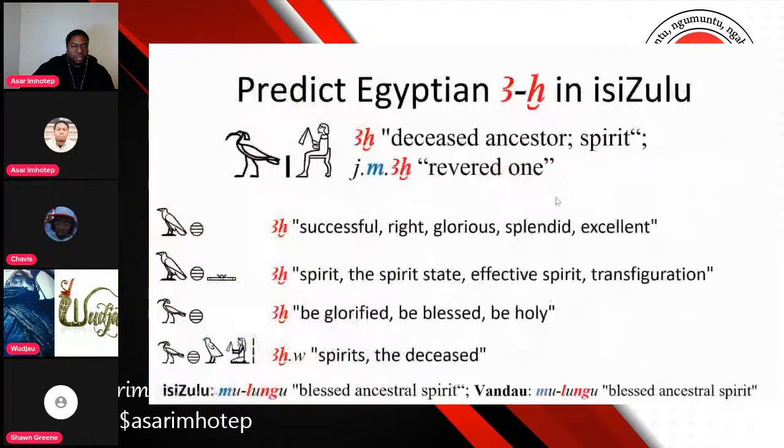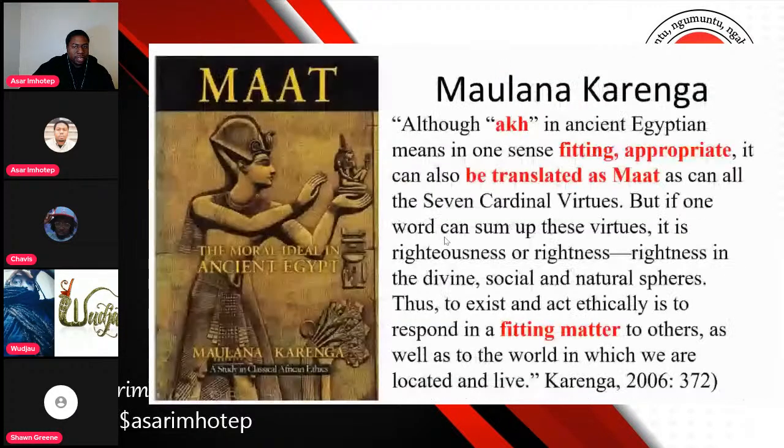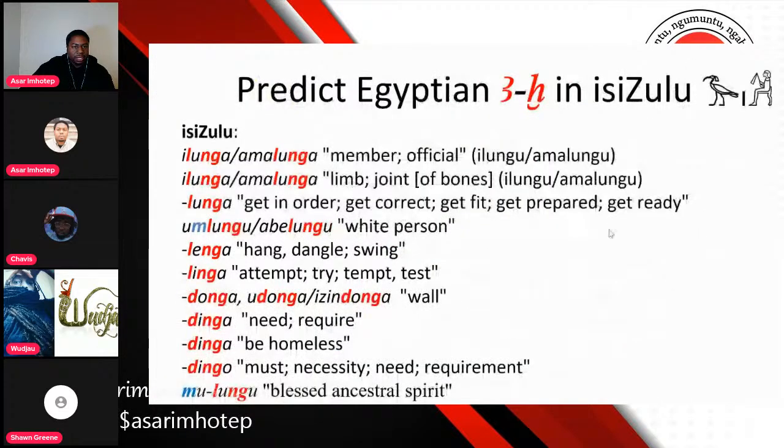And so when it comes to a particular noble or something like that, who was a member of nobility or not, this is how you can get the same root, meaning a member or an official. So notice there's a difference here, Lunga, and then there's a prefix here, Ilunga, Amalunga. So you see how these words build on each other? And so that same root with the last vowel changing because of the mu prefix becomes the blessed ancestral spirit.